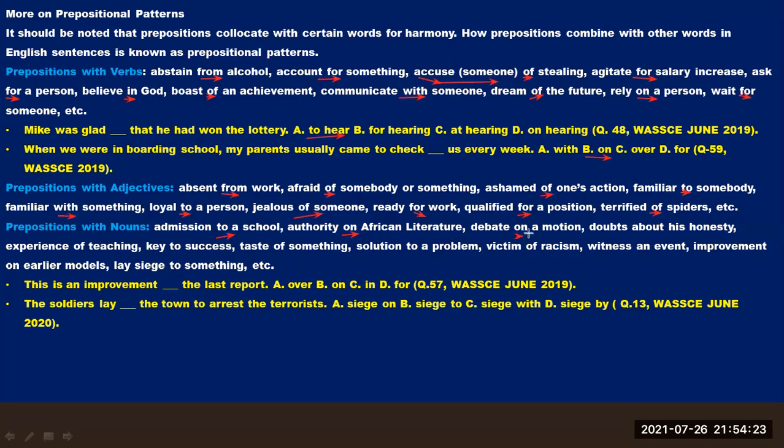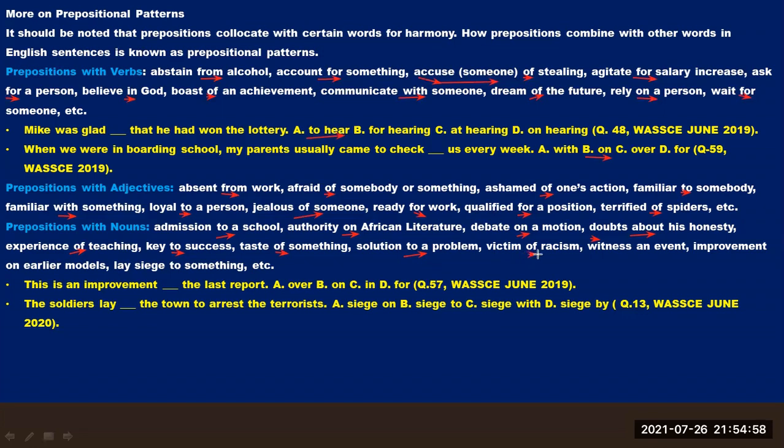Debate on a motion, you debate on a particular topic. You can say the debate is on, all right? Then doubts about, you doubt about his honesty. Experience of teaching, experience goes with of. Key to success, you talk of key to something. Taste of, to have a taste of something, all right? Solution to a problem, solution goes with to.